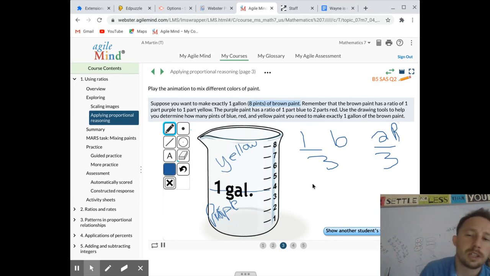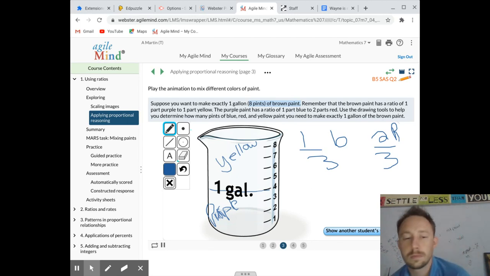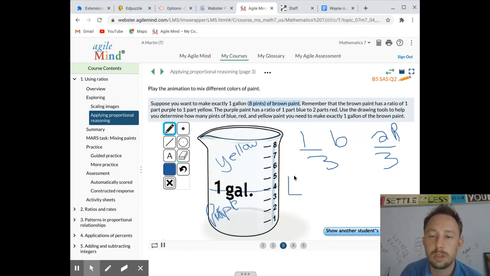What have we always done with our scale factors? Every time we have a scale factor, what do we do? Multiply. So we're going to do the same thing here. We're going to take 4 and multiply by 1/3. What is 4 times 1/3? Not 1/12. It should be 4/3, which equals 1 and 1/3.